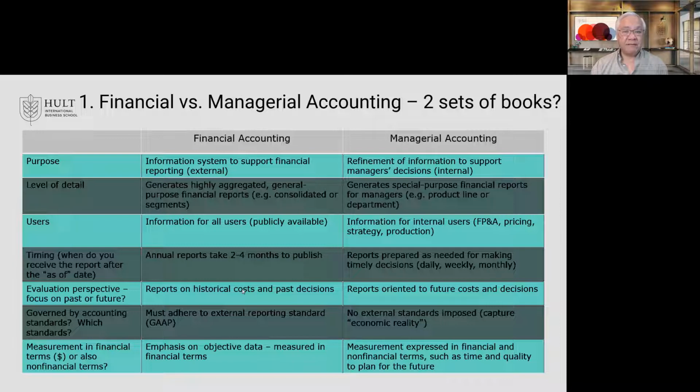Next, let's look at the level of detail. As you can probably guess from the description, there's a high level of aggregation for the financial reporting that goes outside. You may have one number called revenues, which won't tell you a lot. It just gives you one big number. So it's aggregated for that purpose because we don't want to disclose too much to the outside world and potentially our competitors. On managerial, it's the opposite.